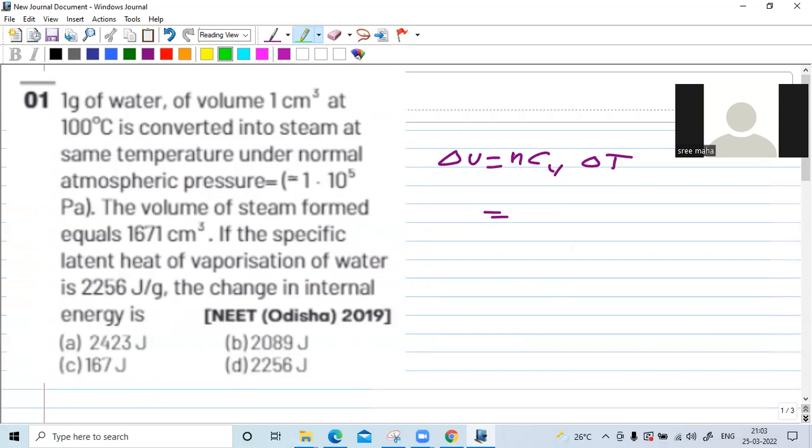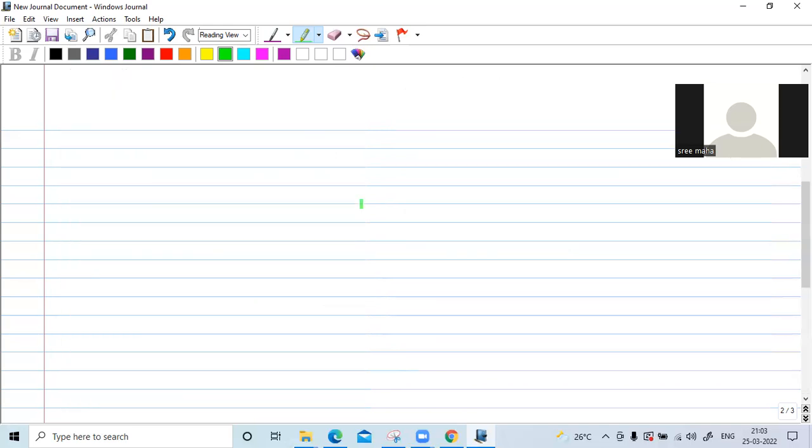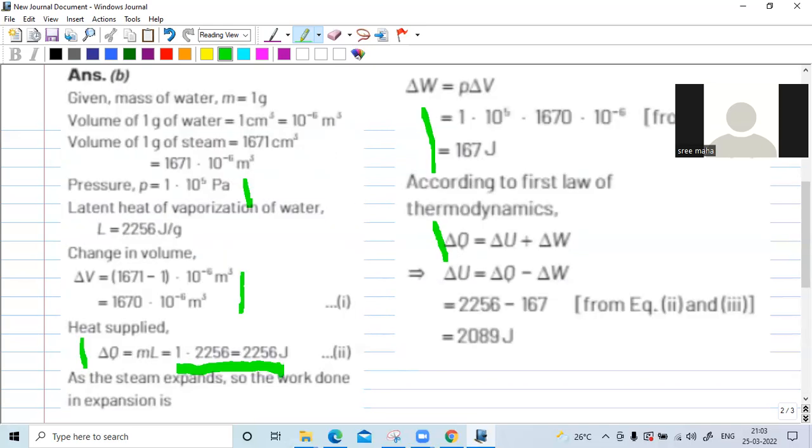The important thing is the volume has changed from 1 centimeter cube to the final volume. There is only one small trick in this question. If it is a gas of 1 centimeter cube which is going to expand into the final volume, the work done is P into delta V. But here, initially it's 1 centimeter cube of water, which is getting converted to gas or steam of final volume. Again, the work done is P into delta V.